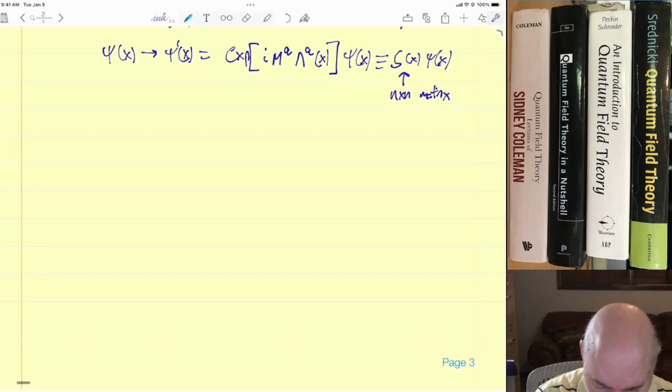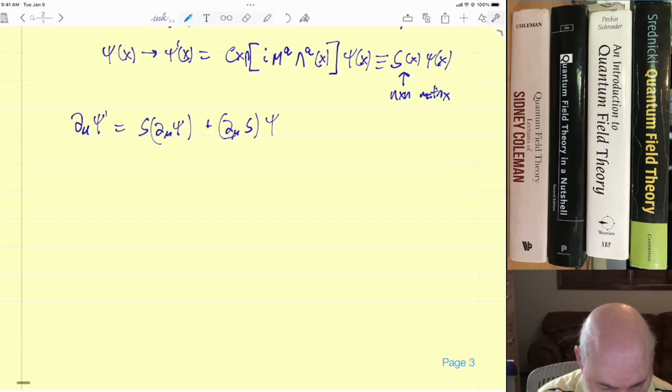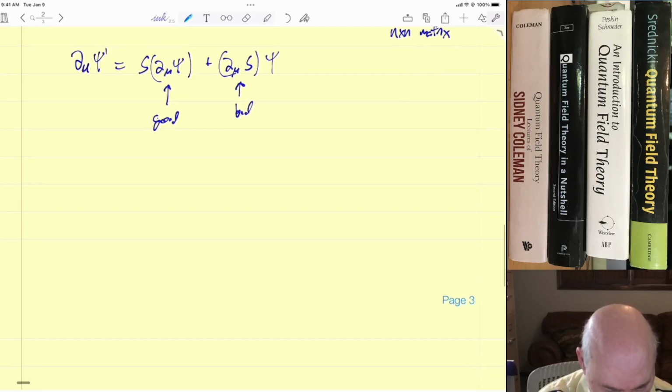And if we were to try and form a covariant derivative, we would notice that when we take the derivative, partial mu of psi prime, we get S partial mu psi. This is the part we want. But we also get the partial of mu S times psi. So it doesn't transform covariantly. It would transform covariantly if we just had this term. This term is bad. So this is not a covariant derivative by itself.